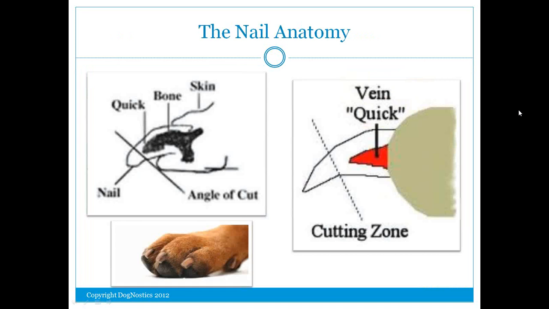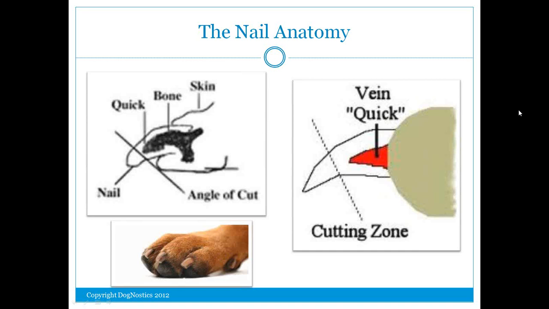Okay, the nail anatomy. We're going to talk more about nail trims in health and handling. It's important to have a basic understanding of the nail anatomy so that when you're looking at a dog's nail and you need to do nail trims, you know exactly what you're looking at. Or in case of a broken nail, as was in the first aid presentation, you need to be able to know how serious something may be.